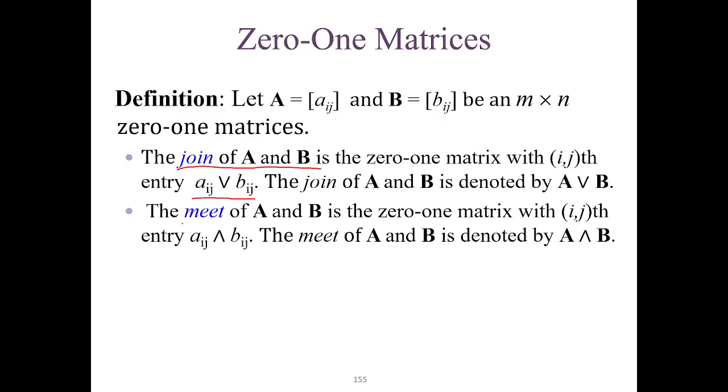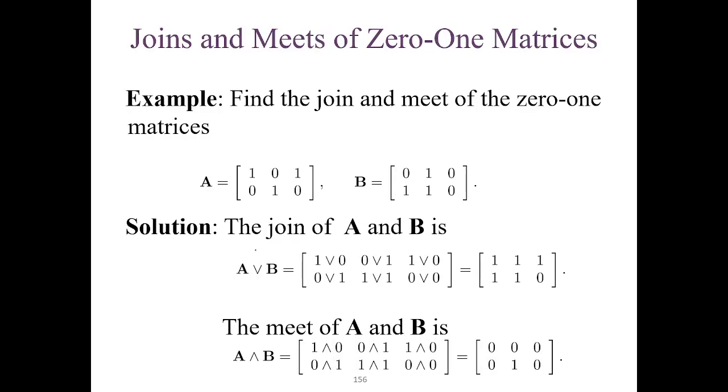Okay, the meet of A and B, where we calculate the ij entry using Aij AND Bij. That's the meet of A and B. So let's see a quick example, the join and the meet of two 0, 1 matrices.